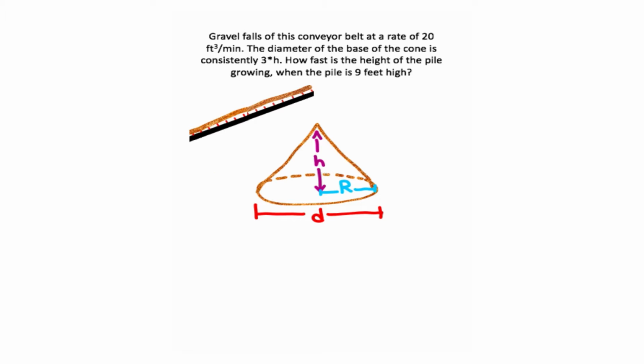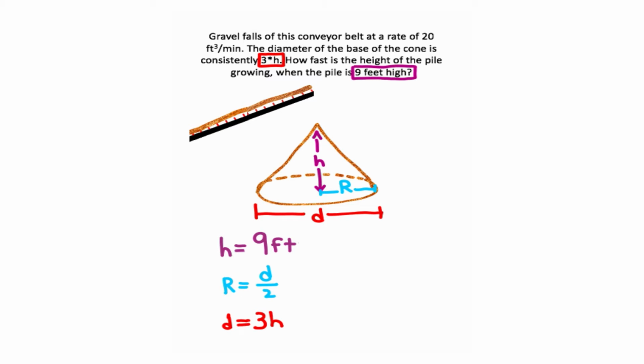feet high. So what I'm going to do is list all of the variables and relationships we're given at the start here. So we have that the height is going to be 9 feet, and we also have that the diameter is always going to be 3 times the height of the cone. Now, just intuitively, we can also see that this radius is going to be half of the diameter. So it's going to be the diameter over 2. This allows us to create a relationship between these two variables later if we need to.